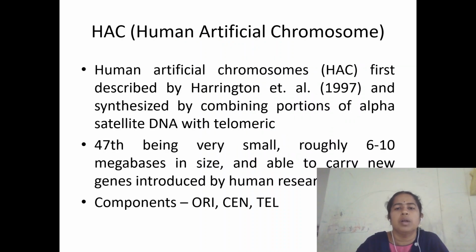The next is human artificial chromosomes. This was first given by Harrington et al. in 1997, where it is synthesized by combining portions of alpha satellite DNA with telomeric region. They are very small, roughly 6 to 10 megabases in size, and are capable of carrying new genes introduced by human researchers. The components are origin, centromere and telomere.